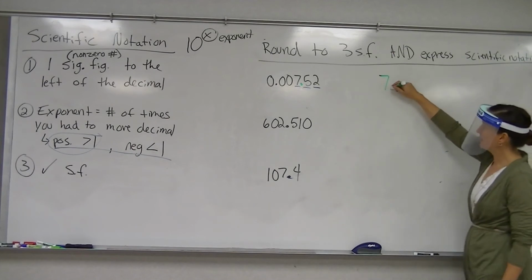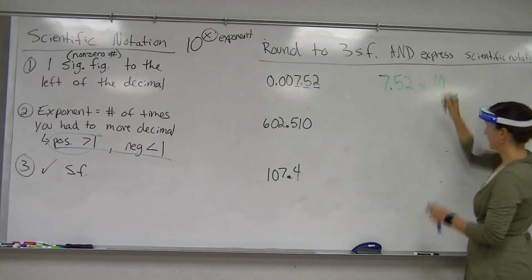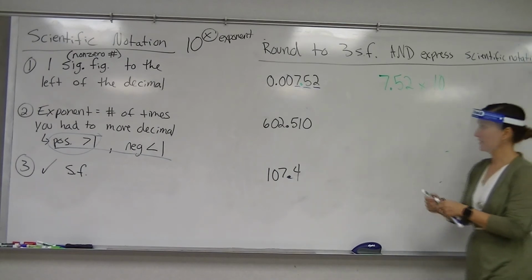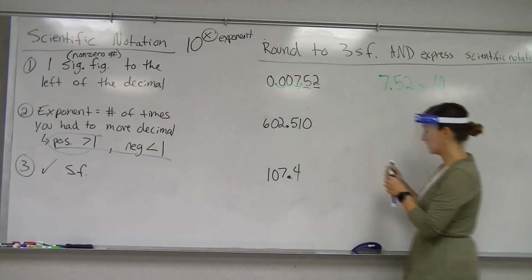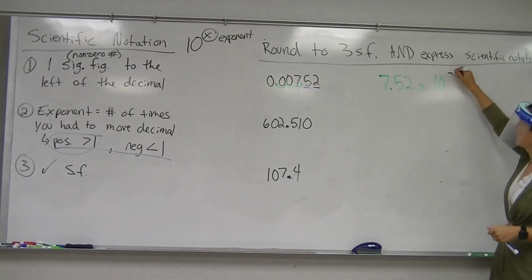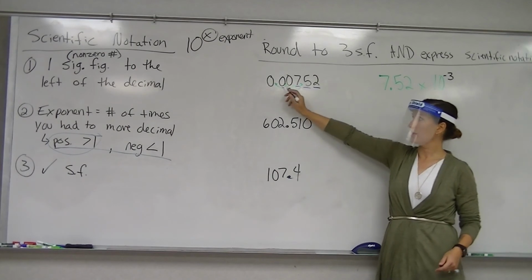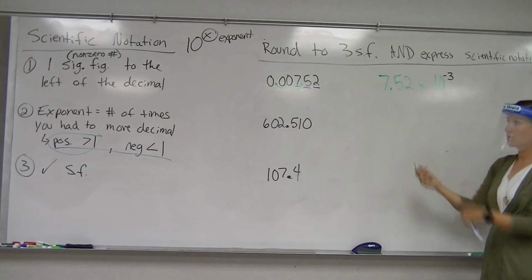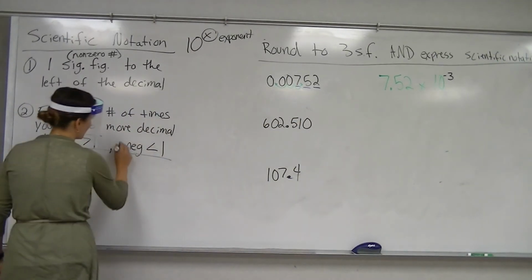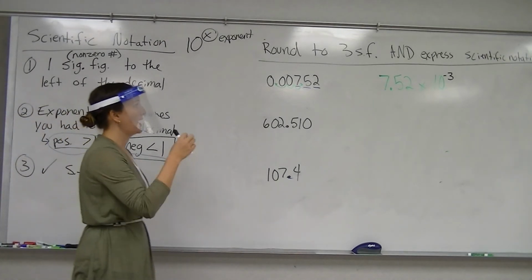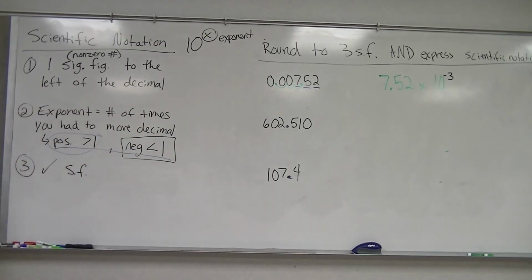So in scientific notation, it's going to be 7.52. For my exponent, how do we figure that out? Start with a decimal: 1, 2, 3. It's going to be a 3. Is it going to be positive or negative? It's going to be negative, because we moved to the right, or the original number was less than 1. That's this rule here: if it's less than 1, it's a negative exponent. So 7.52 times 10 to the negative third. We have 3 sig figs, and it's in scientific notation. So we're combining pretty much everything we learned.